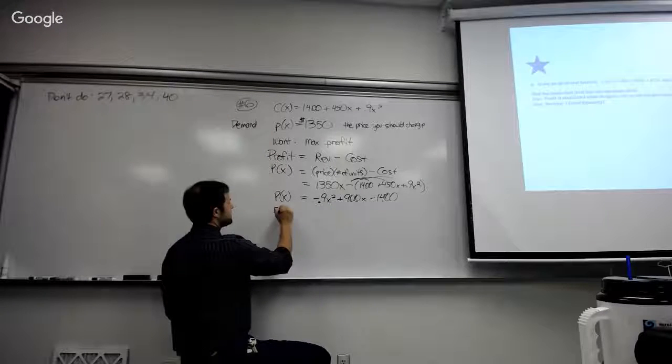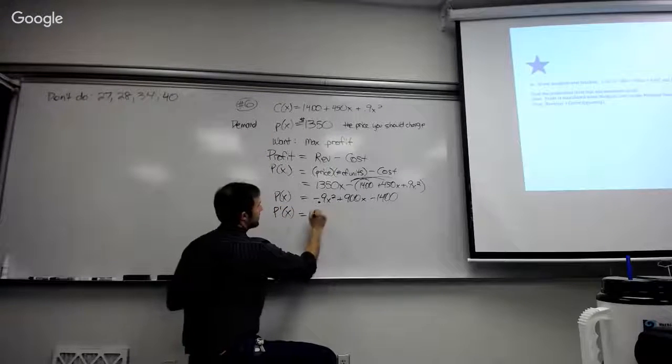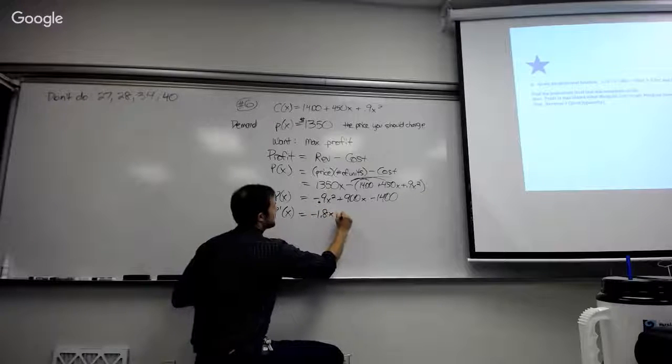So now we can take the derivative, which would be what? Negative 1.8x plus 900.